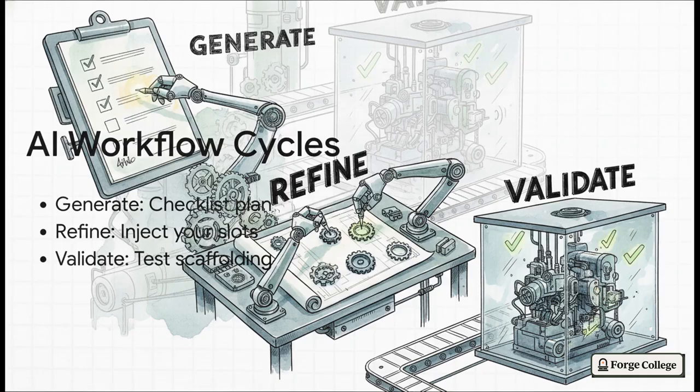And third, the validate cycle. This is where we prompt the AI to generate the actual Hardhat or Foundry unit test scaffolding so we can definitively prove our migration works.